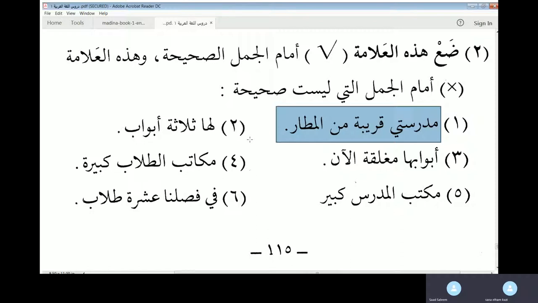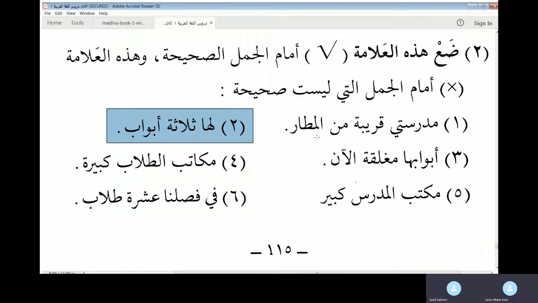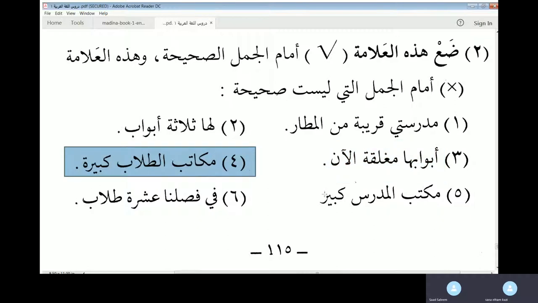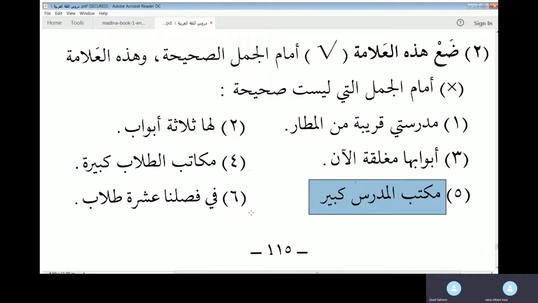Laha thalathatu abwabin. Yes, it has three doors. I think it is right. Next. Abwabuha mughlaqatun al-ana. Was it maftuhatun or mughlaqatun? I think it was maftuhatun. So that's wrong. Makatibu tullabi kabiratun. It was saghiratun, whereas maktabu al-mudarrisi was kabirun, that is correct.